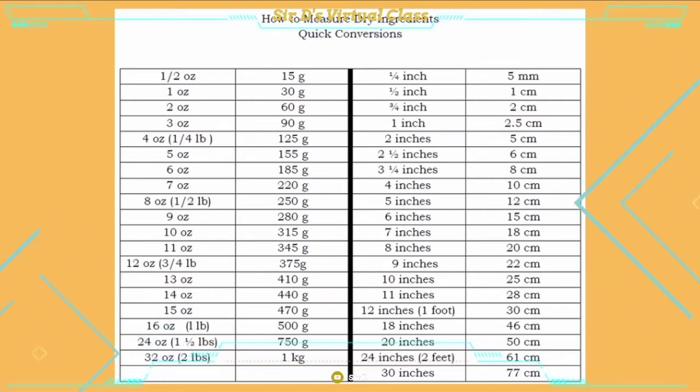On the other side, we have 1/4 inch as part of the English or the US system that is equivalent to 5 millimeters. Similarly, 30 inches is equivalent to 77 centimeters.